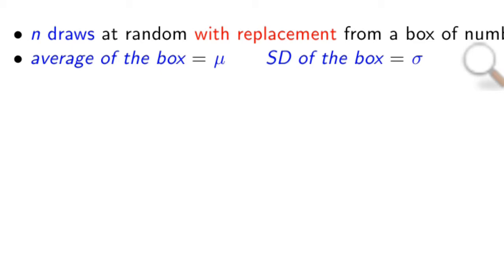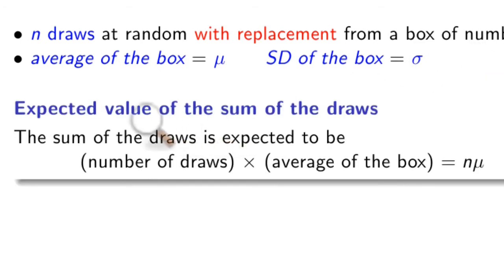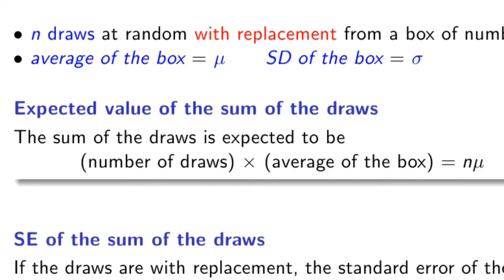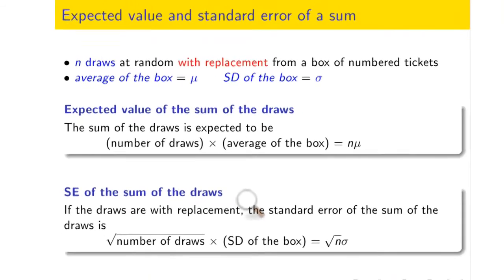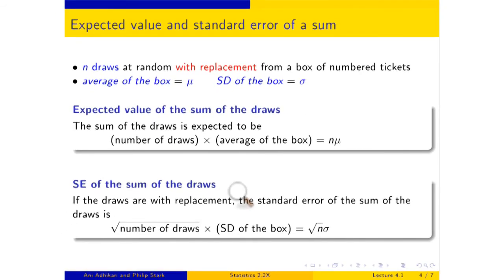What you saw in the last section was that the expected value of the sum of these n draws is the number of draws times the average of the box, which in my notation, for those of you who like the math language, is n times mu, number of draws times average of the box. So that's what you expect it to be. But expected, give or take what? There's got to be a margin of error there somewhere, and that's the new thing. The standard error of the sum of the draws. The sum of the draws is a random variable. It's got a standard error. And luckily for us, that standard error has a very simple formula in terms of these ingredients here.